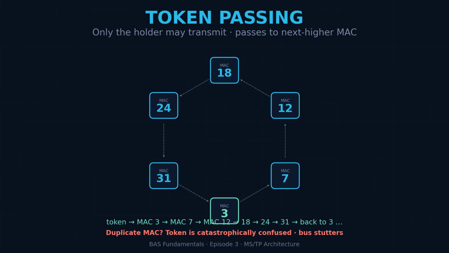How do devices share the bus? Through token passing. Only the device holding the token is allowed to transmit. When it's done, it passes the token to the master with the next higher MAC address. When the last master finishes, the token wraps back to the lowest MAC. This is why duplicate MAC addresses are catastrophic. The token gets confused and the whole bus stutters.